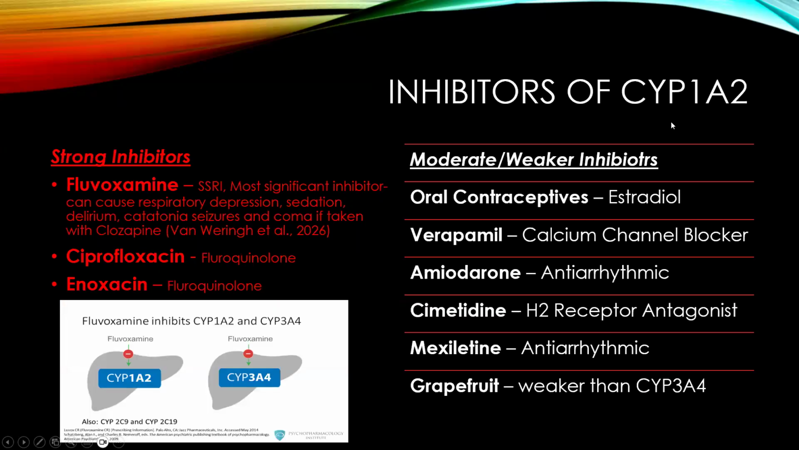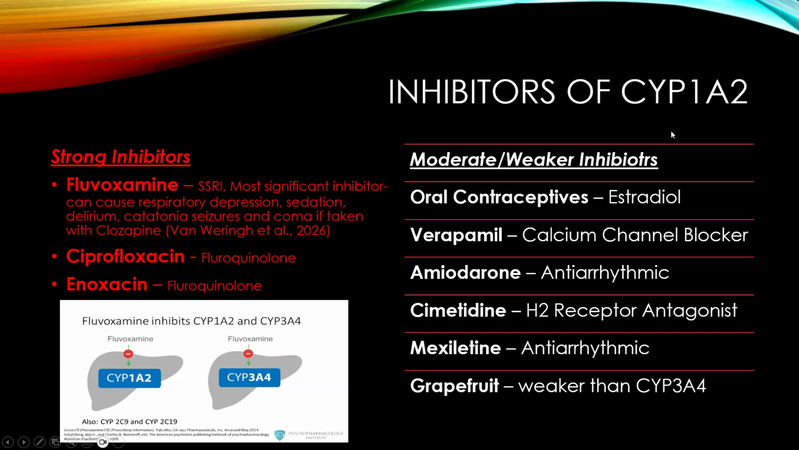Inhibitors of CYP1A2. So strong inhibitors. Fluvoxamine or Luvox, an SSRI, is the most significant inhibitor. And studies have actually shown that it can cause respiratory depression, sedation, delirium, catatonia, seizures, and coma if taken with clozapine, the atypical antipsychotic. Fluoroquinolone antibiotics such as ciprofloxacin and enoxacin are also strong inhibitors.